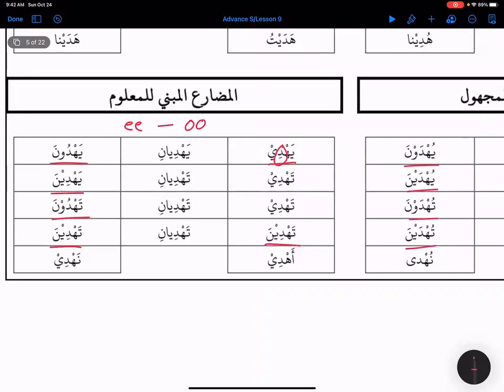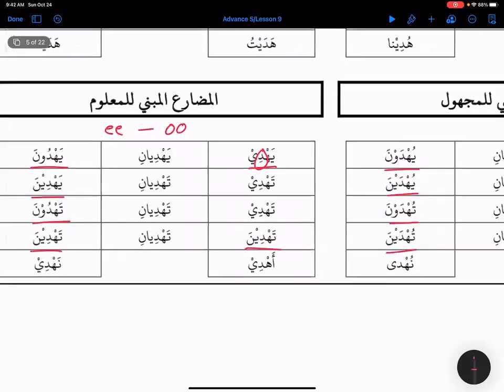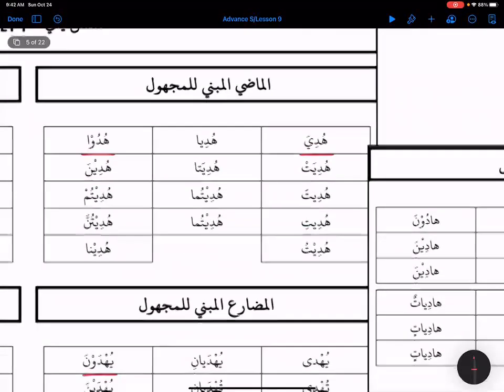Okay, good. So Yahduna, and then? Yahdi, Yahdiyani, Yahduna, Tahdi, Tahdiyani, Yahdina. Again, Ya is coming back here. And then now it's Yahdina, then it will become Tahdi, Tahdiyani, Tahduna, Tahdina, Tahdiyani, Tahdina. Ahdi, Ana Ahdi, Nahnu Nahdi. Good. Okay, then we have Majhul.